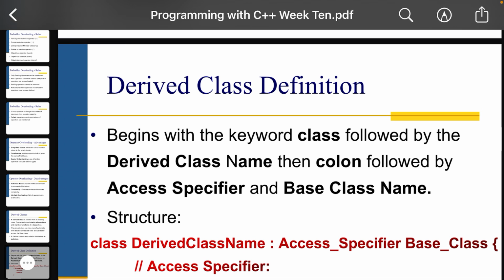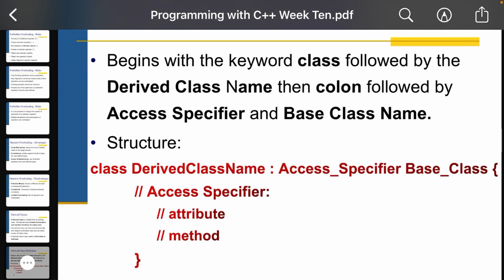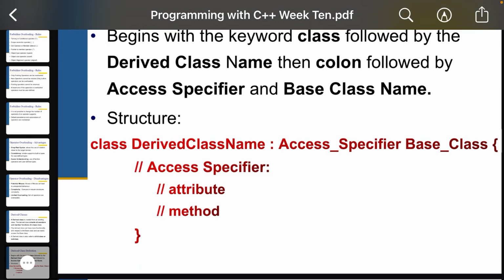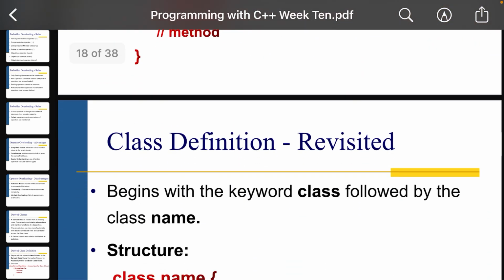A derived class definition begins with what? The keyword class followed by the derived class name, then a colon followed by the access specifier and base class name. And this is the structure or the syntax for it. The class, derived class name, then your colon, then you bring what? Access specifier, base class, then you bring your curly brace, then you write your attributes, your methods, the access specifier inside the curly brace.